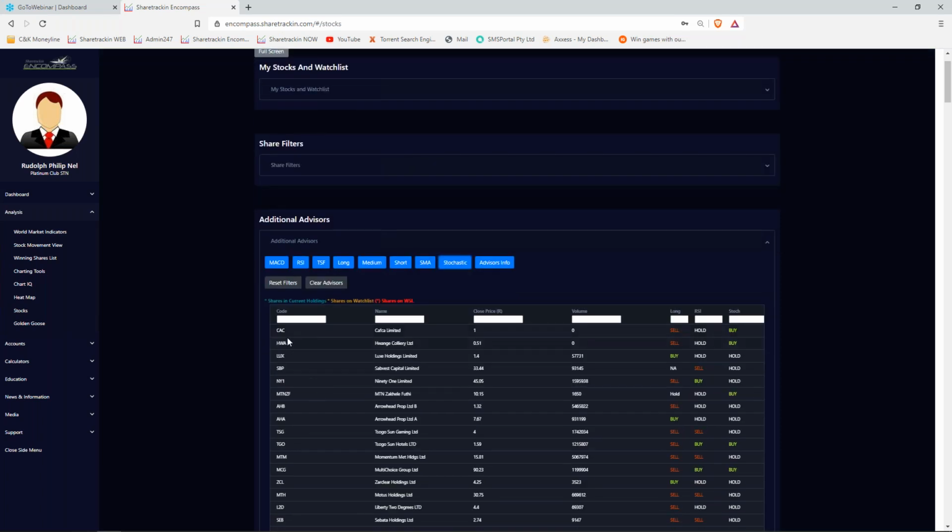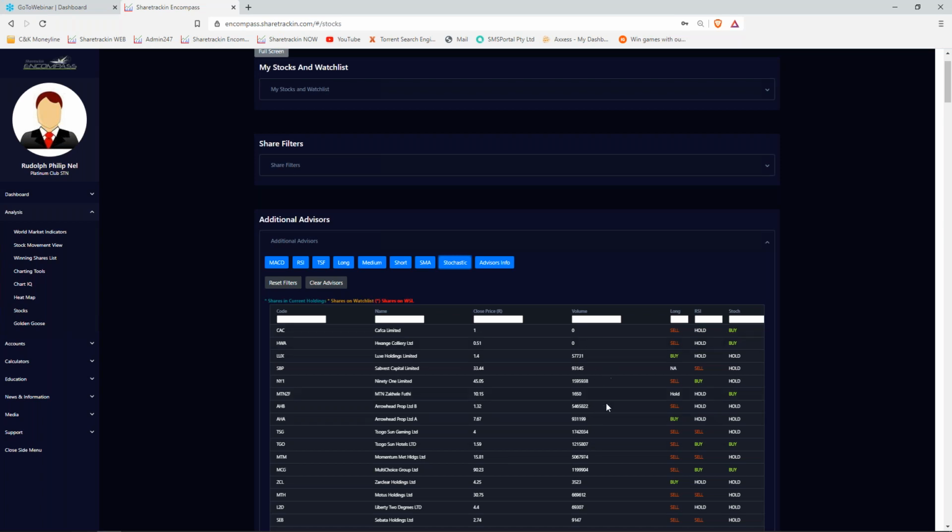Okay, so first column you'll see the code. Every company comes with its own 3-digit code. So for instance, Kaap Agri Limited is CAC, and then LUX is Lux Holdings Limited. NY1 is 91 Limited. So each one has its own code next to it. If you don't know the code, you can just look up the name. And then the closing price, so that's the current day's closing price, with the traded volume.